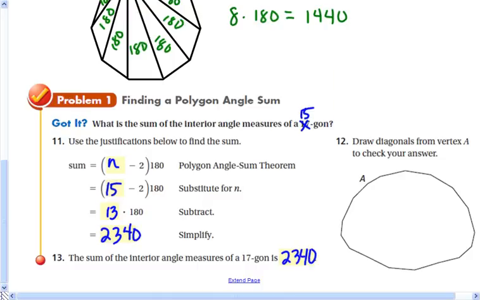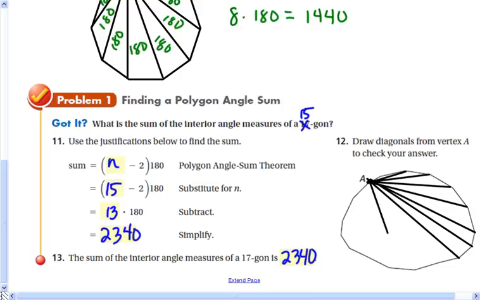Now, if we want to check that, it says draw the diagonals. You go ahead and do that if you want, but it's 1, 2, 3, 4, 5, 6, 7, 8, 9, 10, 11, 12, and I miscounted, 13 of them.